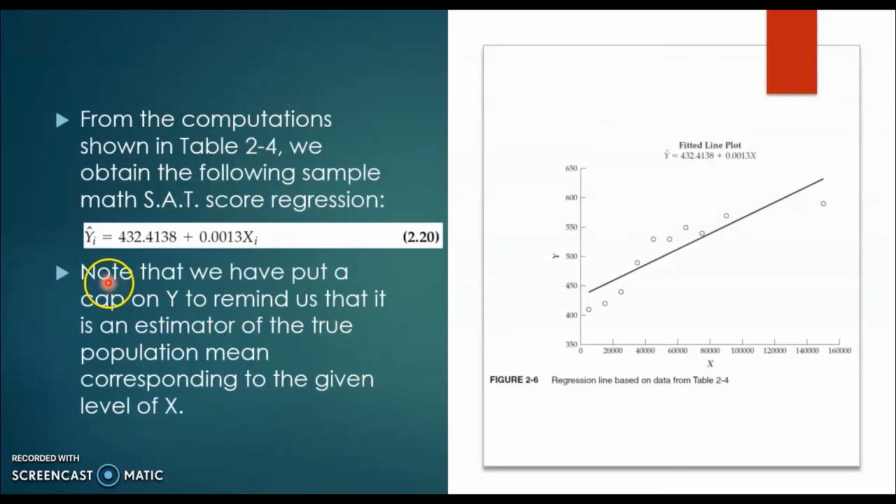Okay, so this, on the other hand, is the value obtained from the same sample value. So here we have the estimated value of y, or y hat, that is equal to 432.4138 plus 0.0013x. And we can draw a line, or regression line, based on this. And that regression line is as indicated in figure 2.6.